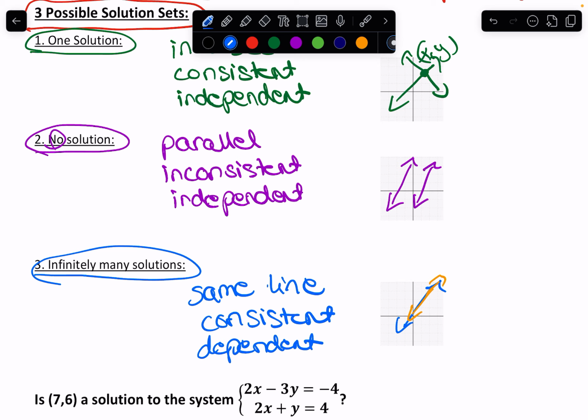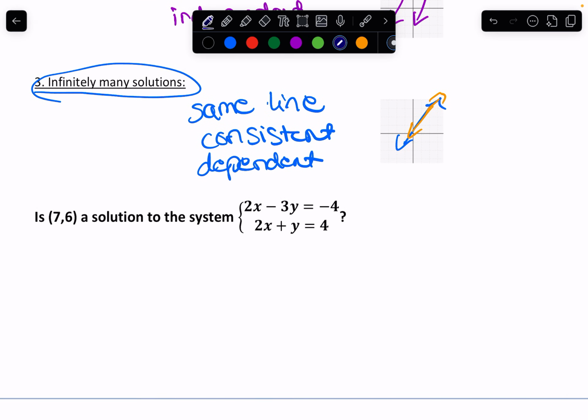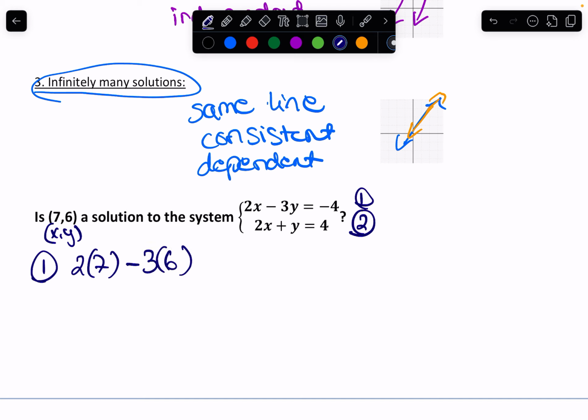Okay, so let's go ahead and look at this next example here. Is (7, 6) a solution to this system? So we have two equations here, and we've got two variables. We have x and y. So what we're going to do is plug everything into the first equation. Our x is 7, so 2 times 7 minus 3 times 6. And this should equal -4 if this ordered pair is a solution to this equation.